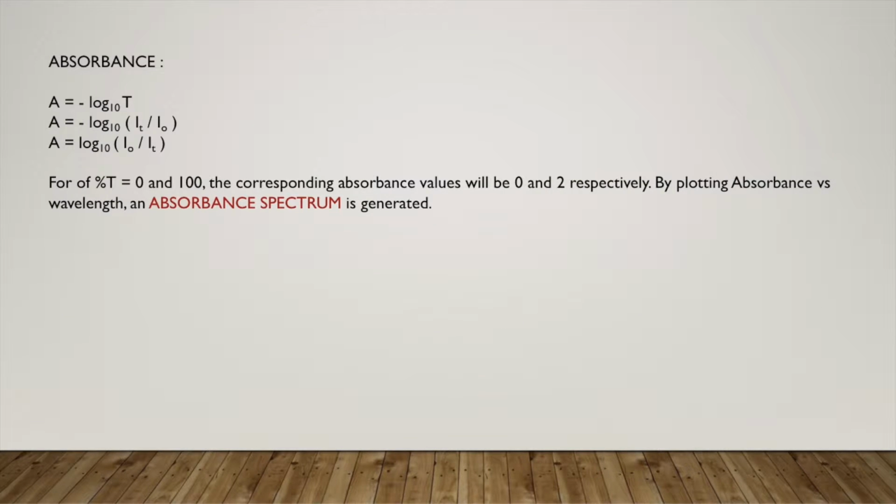So from that we can calculate the absorbance. The formula of absorbance is A equals negative log 10 T, where T is the transmittance. After we substitute the value of T, we get absorbance equals log 10 of the incident light intensity over the transmitted light intensity. For percentage of transmittance equal to 100 and 0, the corresponding absorbance values will be 0 and 2 respectively. By plotting absorbance versus wavelength, an absorbance spectrum is generated.